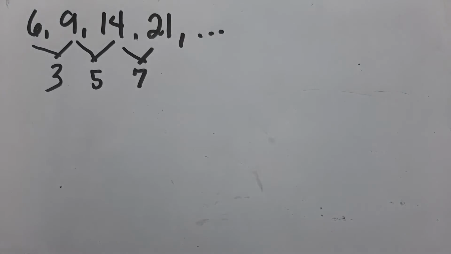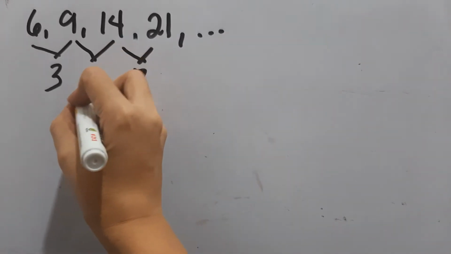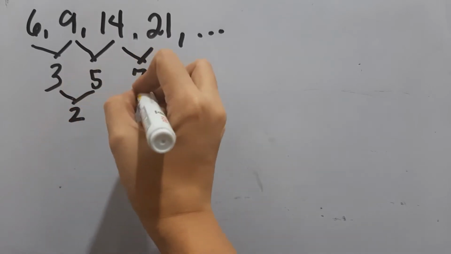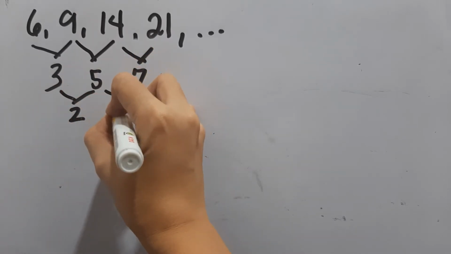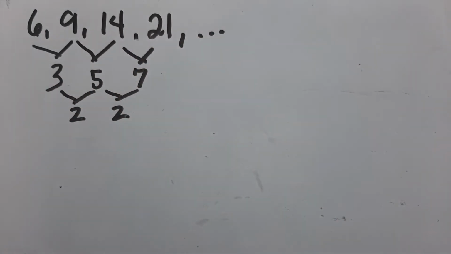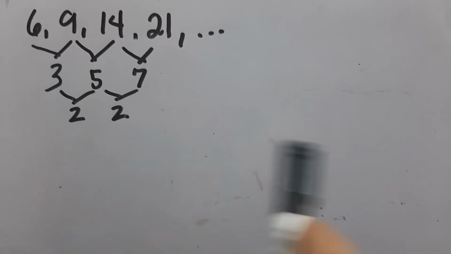Kung mapapansin nyo, hindi pareho ang kanilang first difference. So, ibig sabihin, hindi siya linear. Ngayon, check natin ang kanilang second difference. 5 minus 3 is 2. 7 minus 5 is 2. This time, pareho na ang kanilang difference. So, ibig sabihin, ang equation nito ay quadratic.